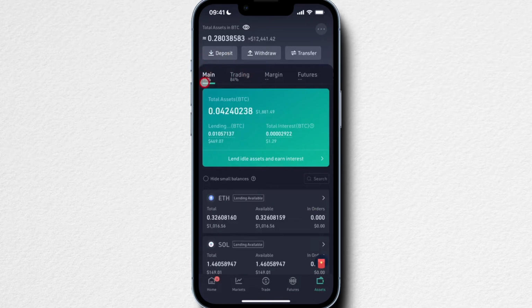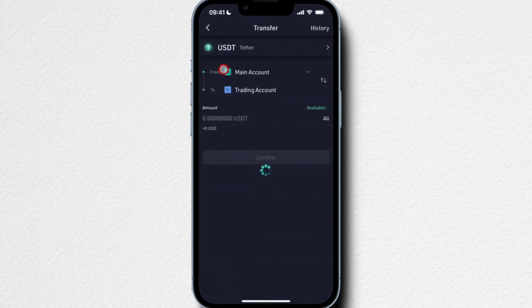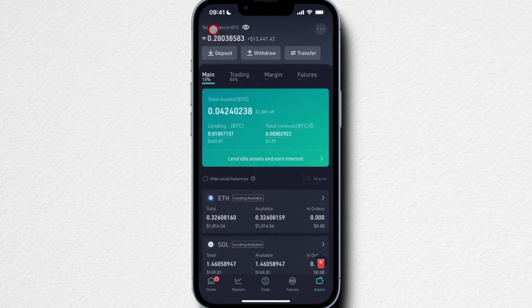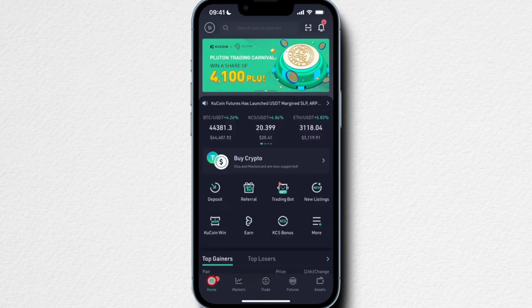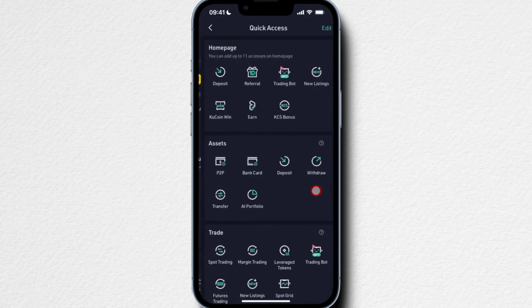If it isn't here, all you got to do is click on transfer, then transfer over the crypto that you want to lend out. Then go from whatever account you have it on to the main account and then confirm, and then it's sitting there in the main account. And then we can go to home, and then we go to more right here for all the KuCoin features.